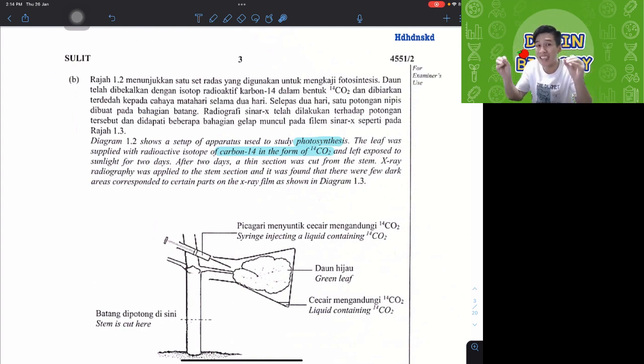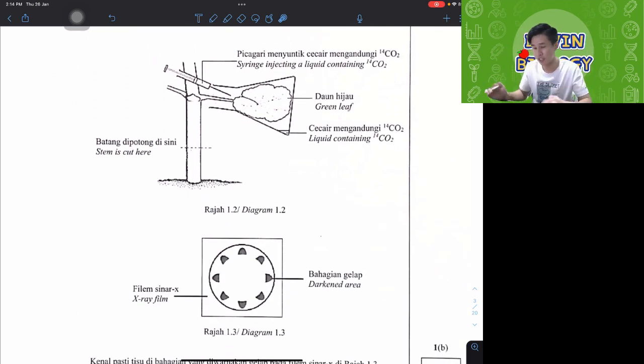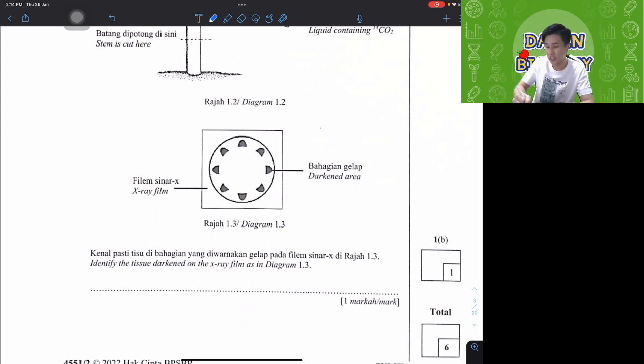Sugar, of course, will enter the phloem, because phloem transports the sucrose, the sugar, from the leaf to all parts of the plant. So that's why you can see here, the tissue that turned black over here is obviously the phloem.